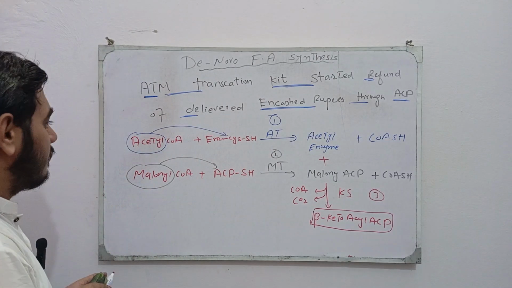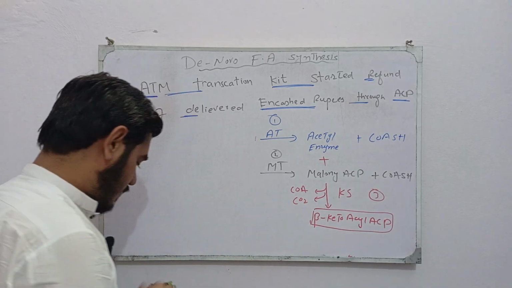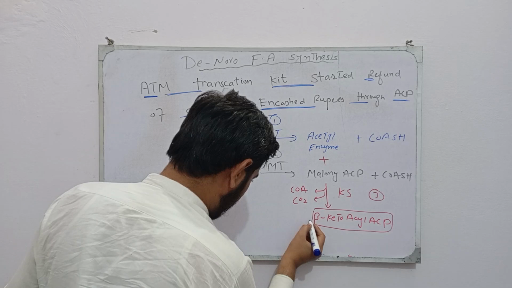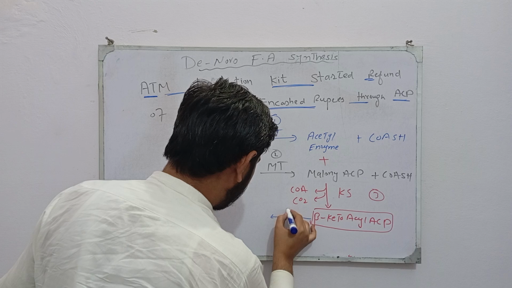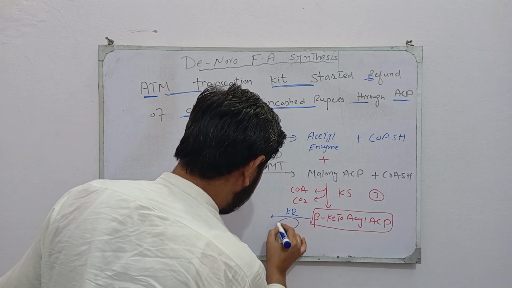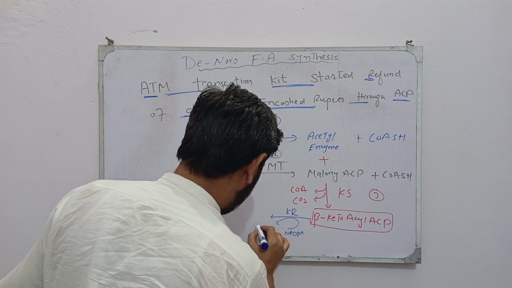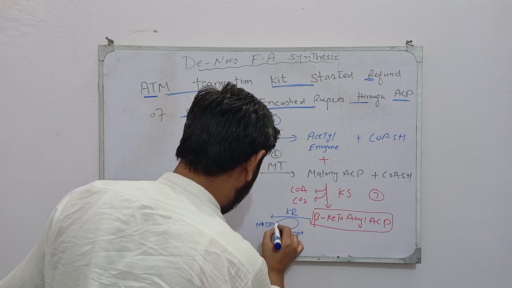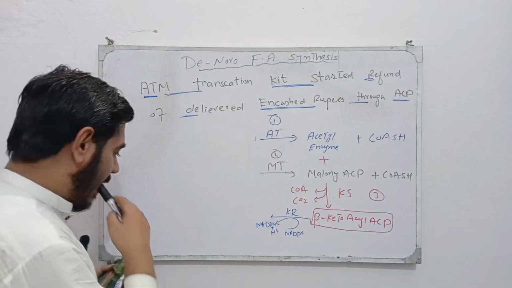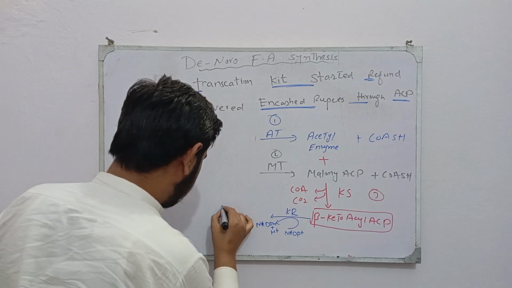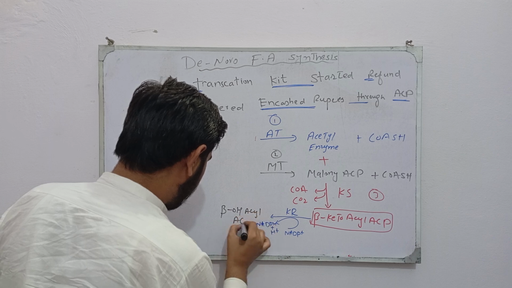Now, in the next step, with the help of ketoacyl reductase, it requires NADPH. NADP plus converts into NADPH and H plus, and there is a formation of beta-hydroxyacyl ACP.